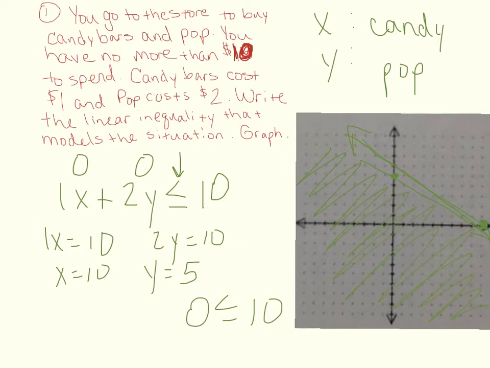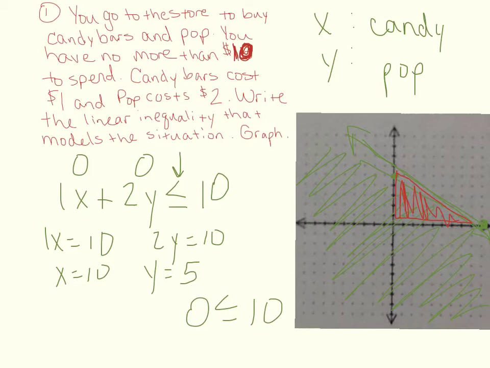So my answer for these word problems, now that they're an inequality, is a graph, because we can spend any of this. But now we got to think about this real quick. Can I buy negative candy bars or negative pop? No, so really all of our answers are right in here in this little triangle. And we'll talk about that a little bit more on Monday.